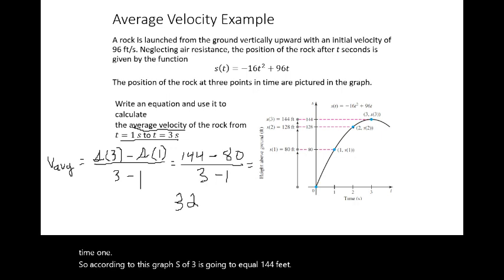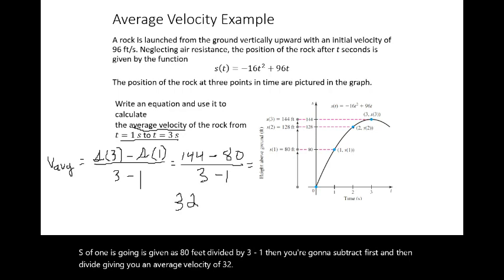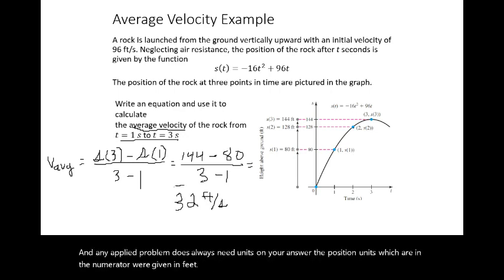Any applied problem always needs units on your answer. The position units, which are in the numerator, were given in feet, over the time units in the denominator, which were given in seconds. So this is going to be an average velocity of 32 feet per second.